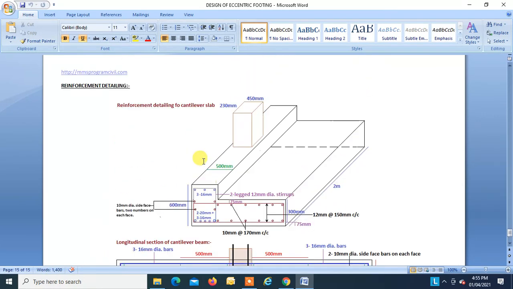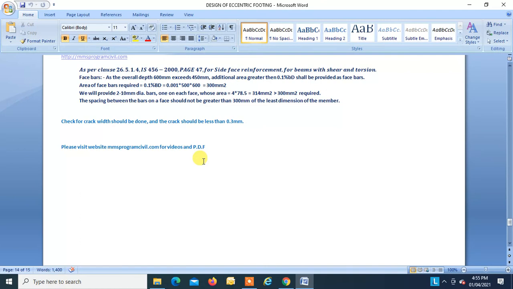Now, check for crack width should be done. It is a must. In case of eccentric footing, in case of all footings, the crack width should be kept less than 0.3 mm.